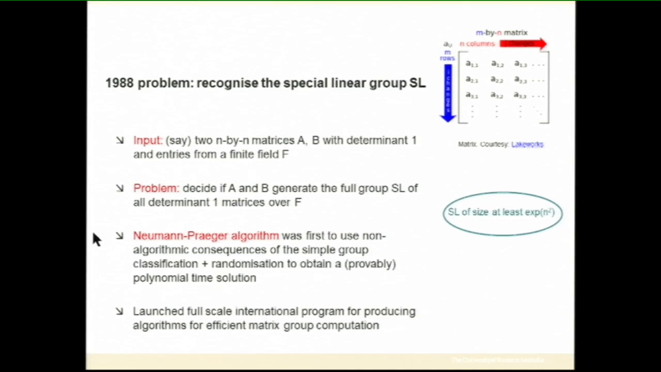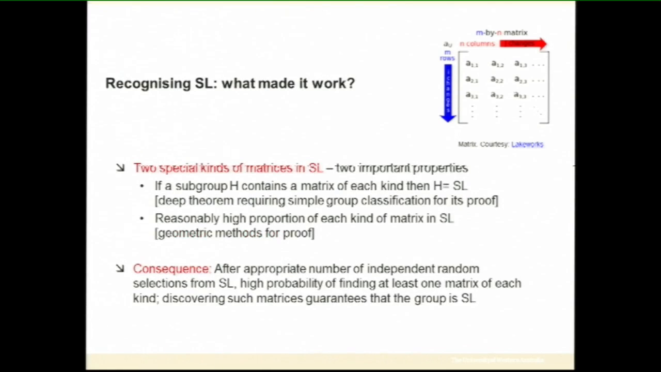And the result over a couple of years was the Neumann-Praeger algorithm, that's Peter Neumann, and it was the first one to use consequences of the simple group classification together with randomisation to obtain a good solution theoretically, and it worked very well in practice. And this launched a full-scale international program for producing algorithms for efficient matrix group computation. I just want to say a little bit about what made it work.